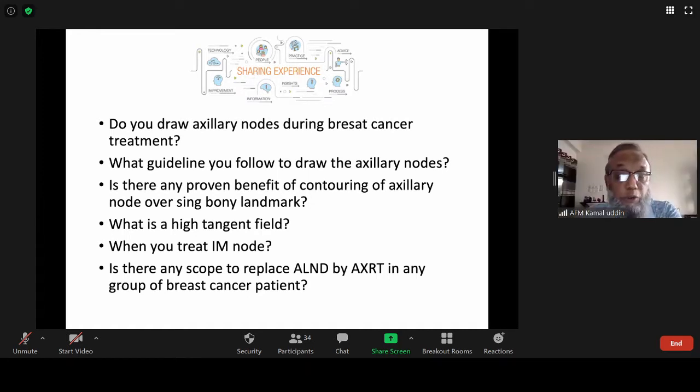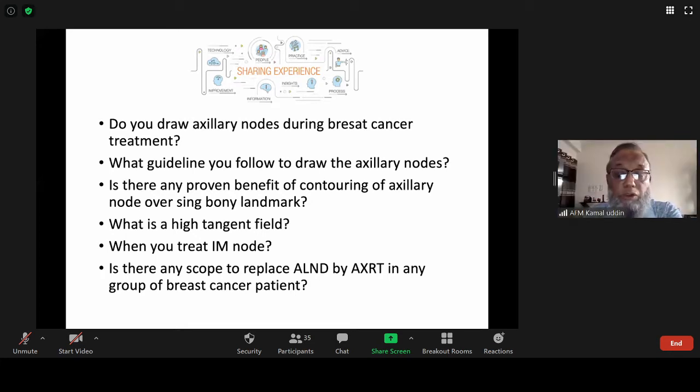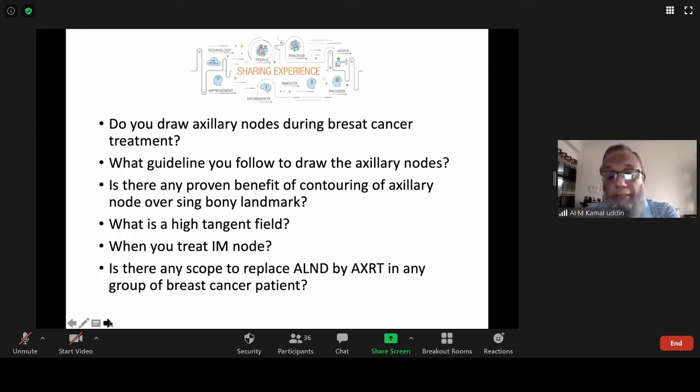Okay, so we proceed. What is a high tangent field, Ria? High tangent field we used when we need to irradiate the level 3 axillary lymph node. Okay, so when will you treat the IM node? Pathologically confirmed internal mammary node, or medially or centrally located tumors. Or in early breast cancer, N2 or more than N2 disease.